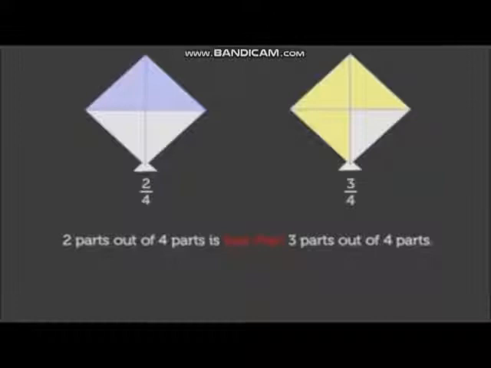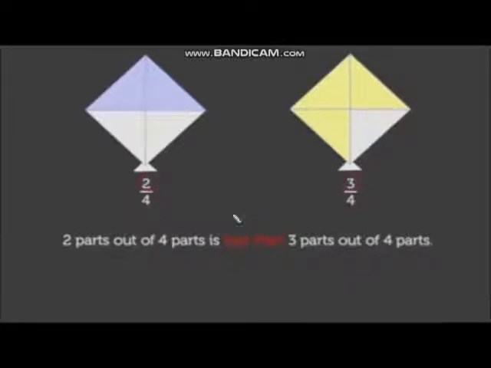Next, we are going to compare fractions. Now see, there are two kites. In the first kite, 2 parts are shaded out of 4, and in the second kite, 3 parts are shaded out of 4. So in the denominator there is 4 and there is also 4. But in the numerator, here it is 2 and here it is 3.